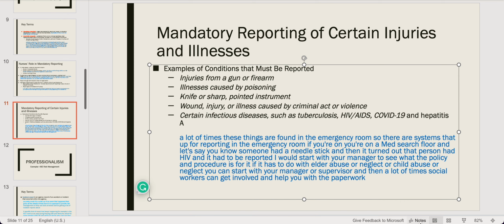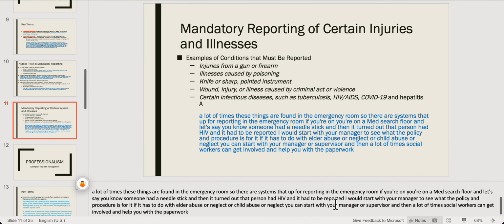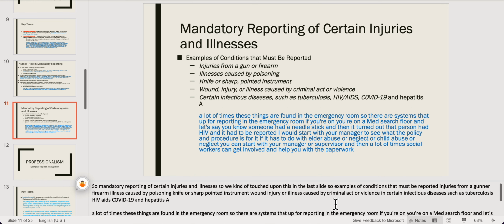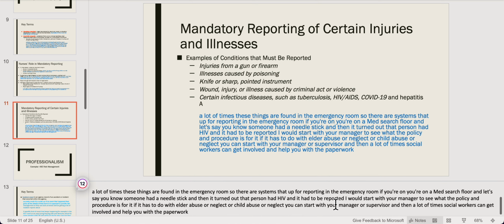If it has to do with elder abuse or neglect, or child abuse or neglect, you can start with your manager or supervisor, and then a lot of times social workers can get involved and help you with the paperwork.